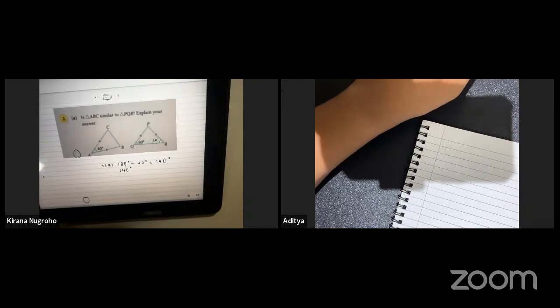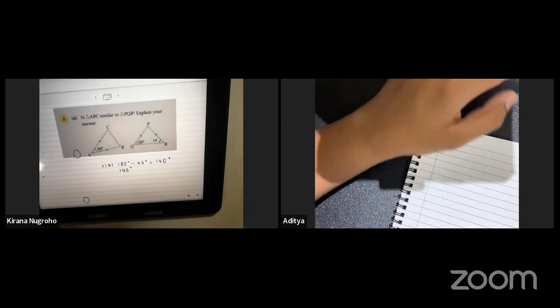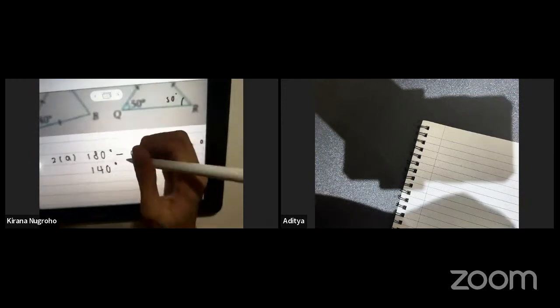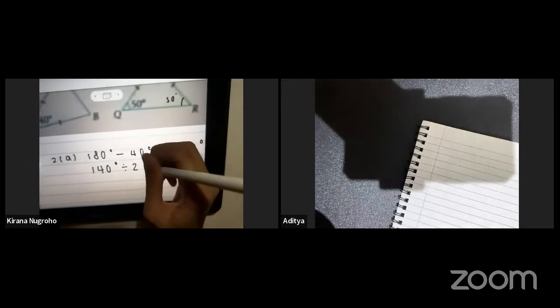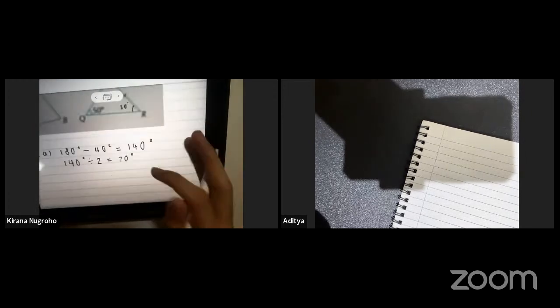Kirana, are you stuck? Wait, I'm still thinking. Right. And this one, they tell you is isosceles. They do tell. So I think it will be easy to find the angles. Nice. Okay, good.